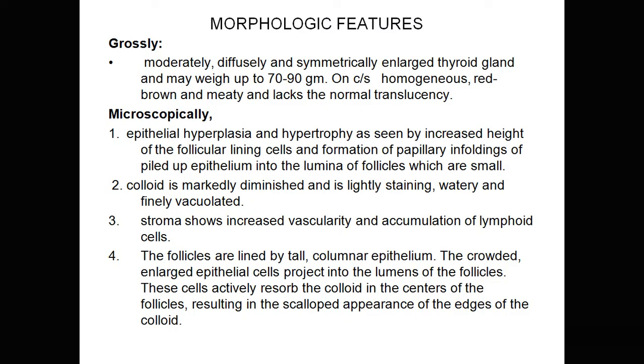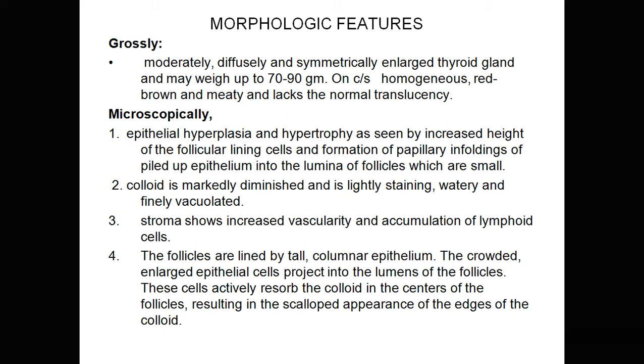It is a diffuse symmetric enlargement of the thyroid gland. Cut section is homogeneous, red, brown, meaty. It lacks the normal translucency of the thyroid gland. Microscopically, there will be epithelial hyperplasia and hypertrophy, and the colloid is markedly decreased, light staining or watery and finely vacuolated. It is called scalloping of the colloid. The stroma may show increased vascularity or accumulation of lymphoid cells.